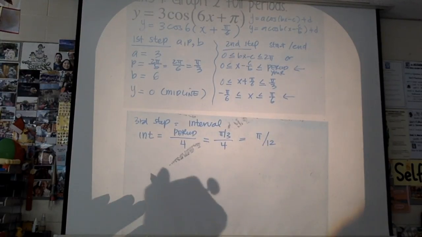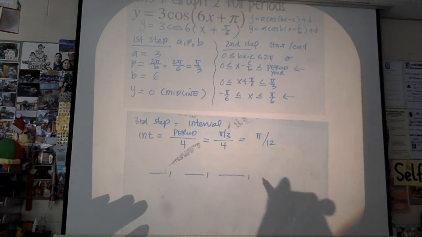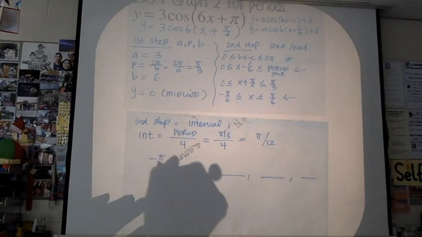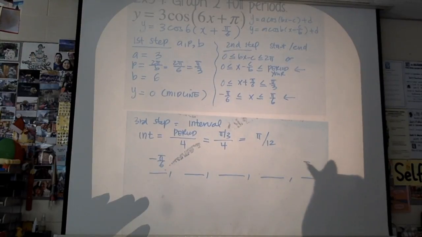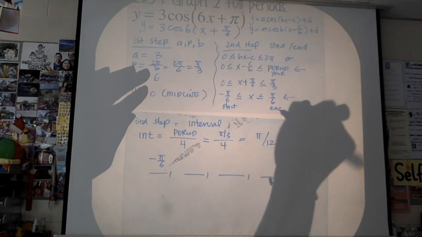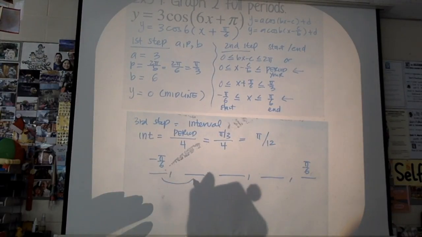Looks kind of ugly, but don't be scared. That means, okay, what was our start? Our start was negative pi over 6, right? And what was our end? Pi over 6. That was our start, right? And this was our end. That means every point between that, we're going to add.